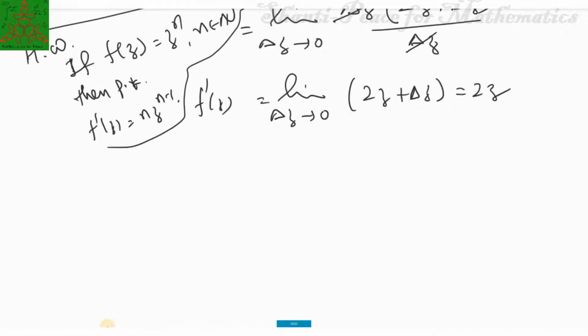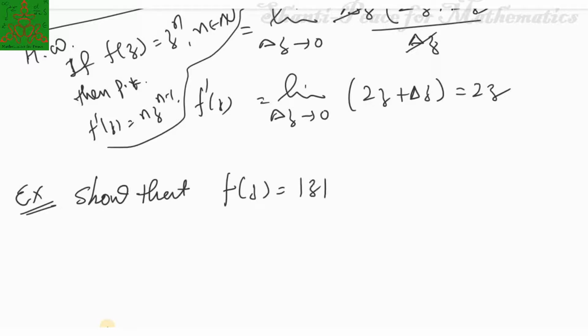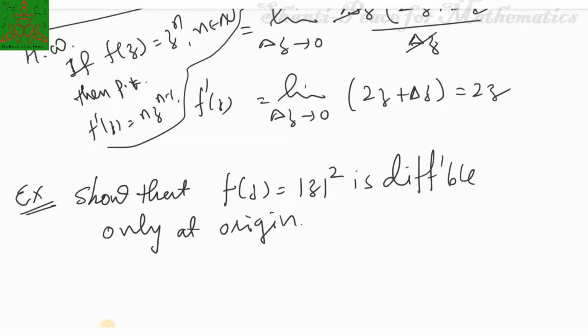Now let us go to the next example: f of z equal to mod z square is differentiable only at the origin, otherwise it is not differentiable.